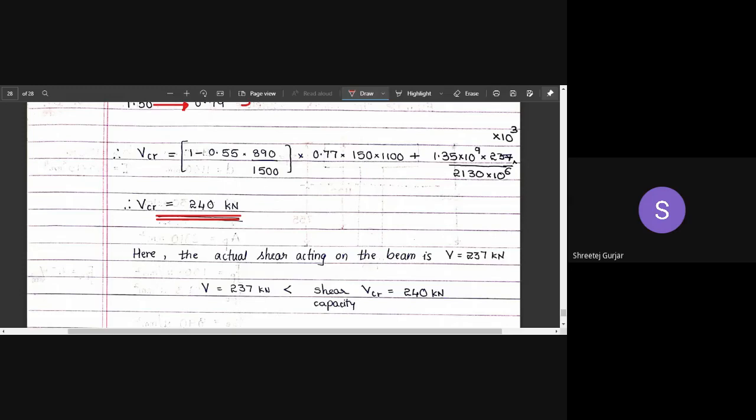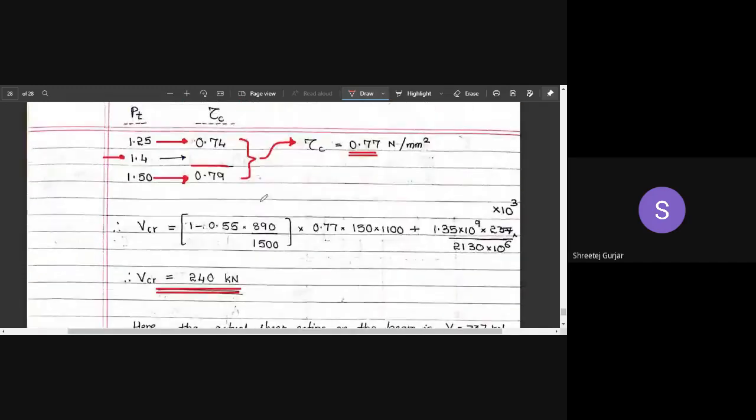Now, what is the actual V which is acting on the beam? What is the value of shear force that is acting on the beam? The value V which is acting on the beam is 237 kilonewton. Now 240 is greater than the shear force which is acting on the beam, which is 237.